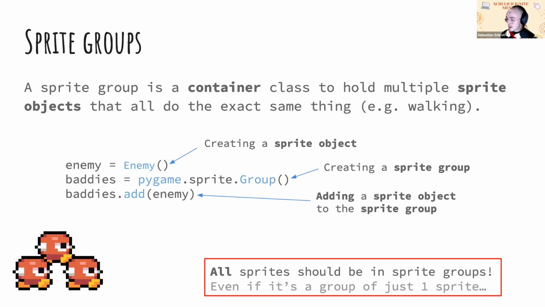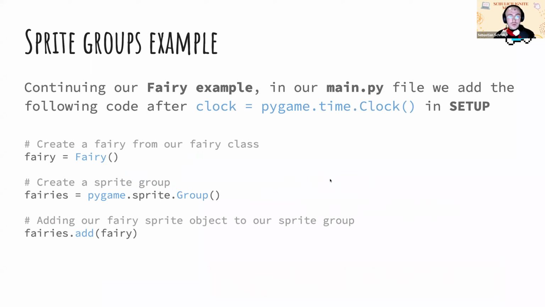Just to note, you should have all of your sprites in a sprite group, even if it's just one sprite. It's important for updating and drawing these sprites. So we'll continue our fairy example here. In our main.py file, we had the following code after clock equals pygame.time.Clock and setup. We would create a fairy, and then we would create the sprite group and assign it a name, fairies. And then we would add a fairy to our fairy sprite group. So, just reiterating that it's important to put your sprites in groups, even if it's just one sprite.